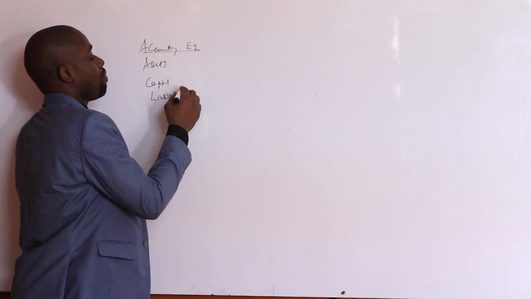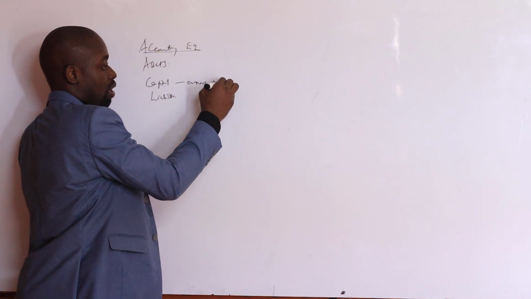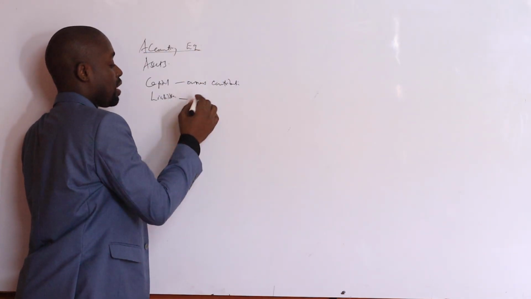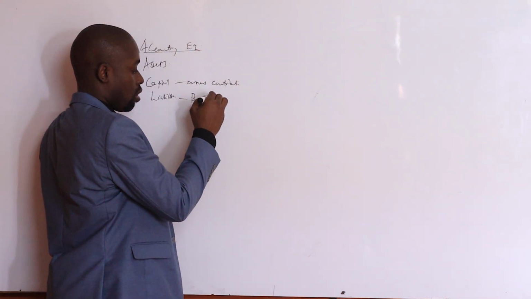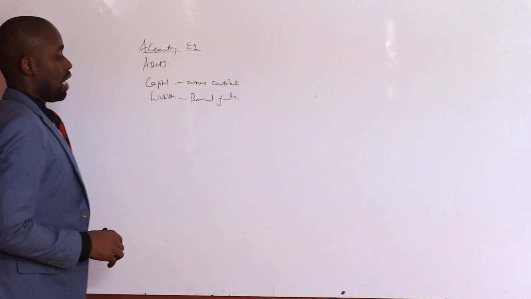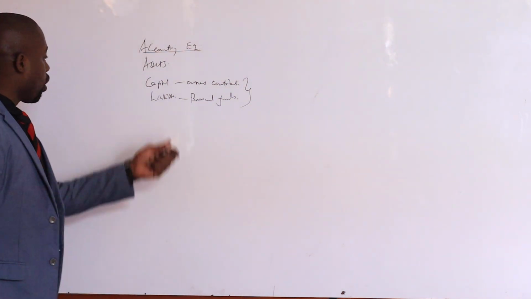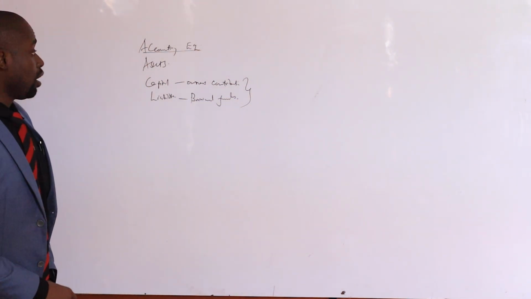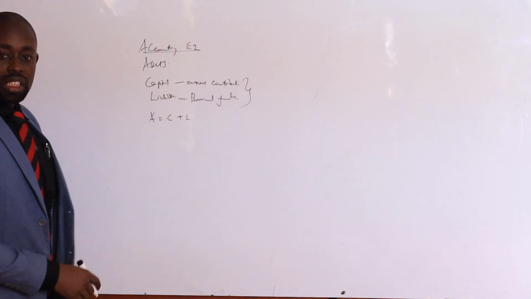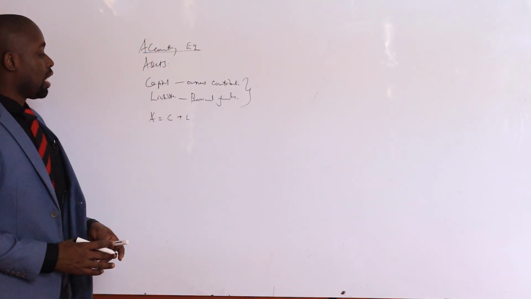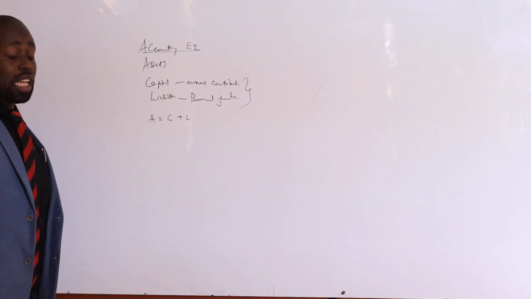Capital in this context means the owner's contribution to the business. Liabilities in this context means the borrowed funds. Assets is what has been acquired using money from these two, the owner's contribution and the borrowed funds. So you are saying assets equals capital plus liabilities. We can use this at any point to ascertain any missing figure among the assets, capital, or liabilities.